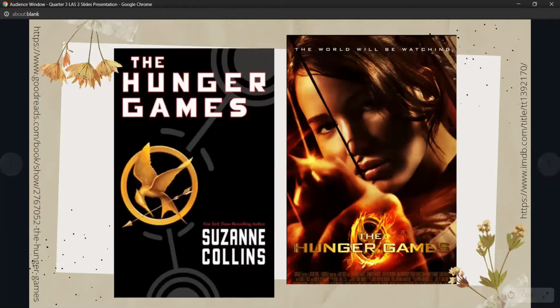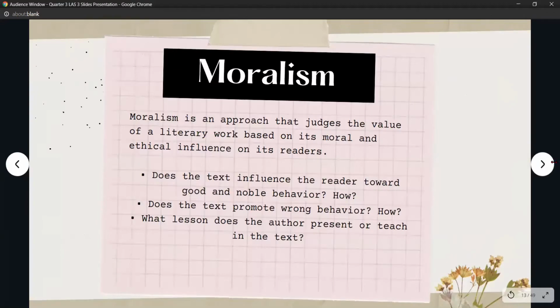For my discussion, I will use The Hunger Games by Suzanne Collins in seeing how each literary approach works. The first is moralism. Moralism is an approach that judges the value of a literary work based on its moral and ethical influence on its readers. The guide questions when using moralism are: does the text influence the reader toward good and noble behavior? How? Does the text promote wrong behavior? How? What lesson does the author present or teach in the text?